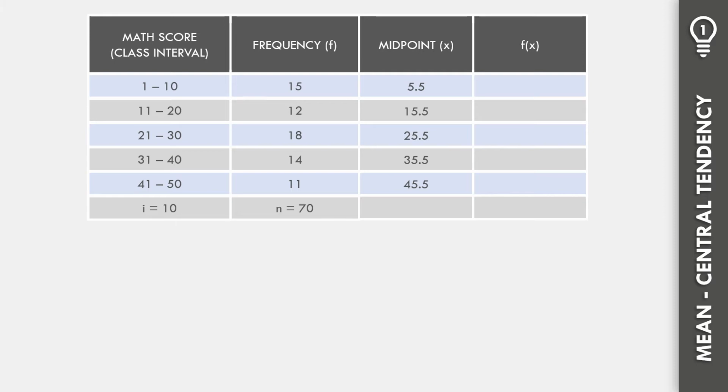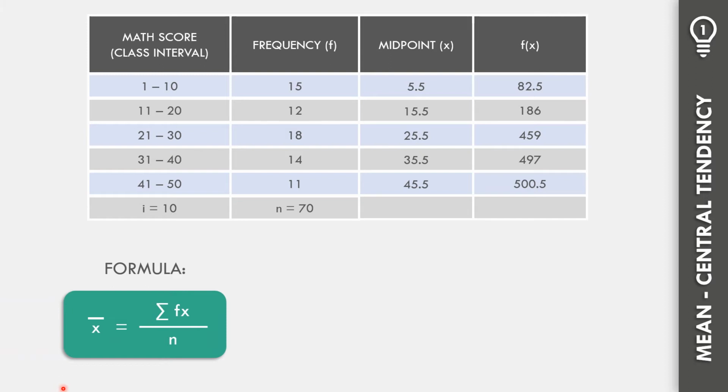Let us continue to solve for the f times x. Frequency multiplied with the midpoint. So 15 times 5.5, the answer is 82.5. 12 times 15.5, that is 186. 18 times 25.5, that is equal to 459. 14 times 35.5, that is equal to 497. 11 times 45.5, that is equal to 500.5.